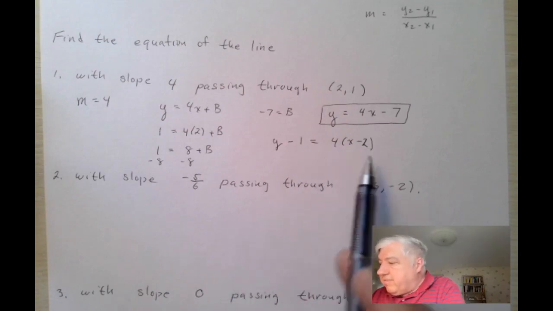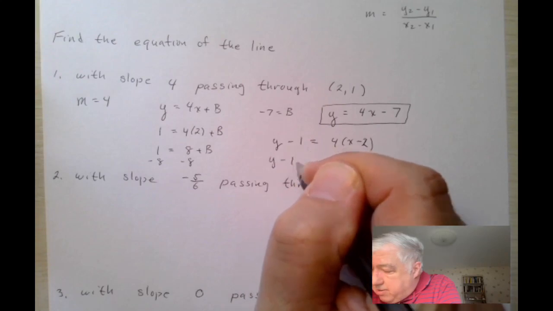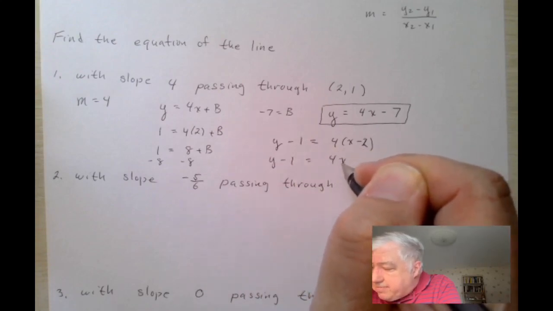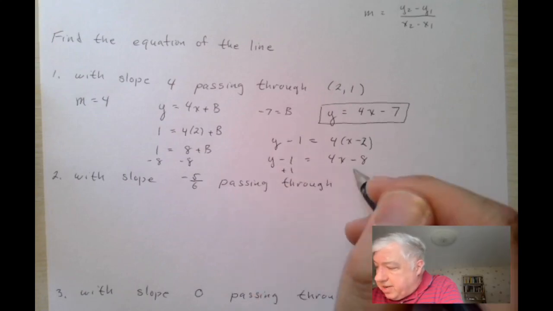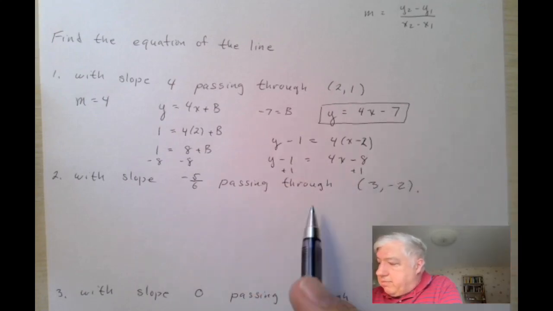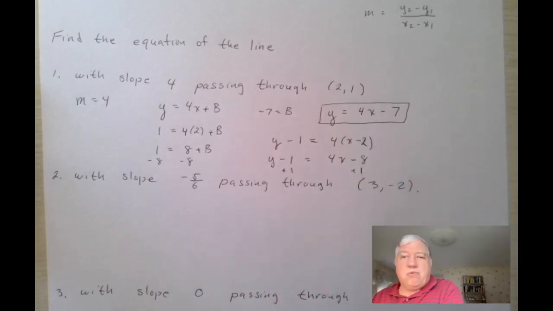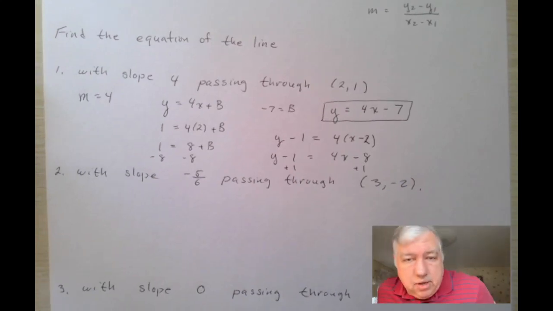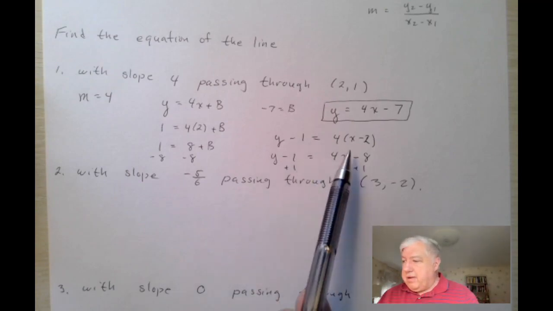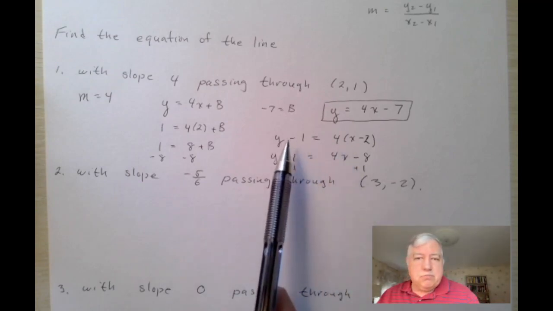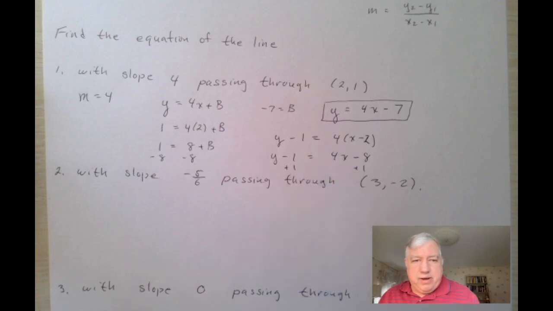And then we simplify this. This will be y minus 1 equals 4x minus 8. And now in this case, we add 1 to both sides. And once again, we get y equals 4x minus 7. So there are a couple of ways you can do this. This is going to be something called point-slope form, but don't worry about that right now.